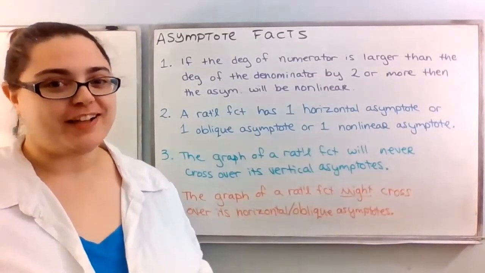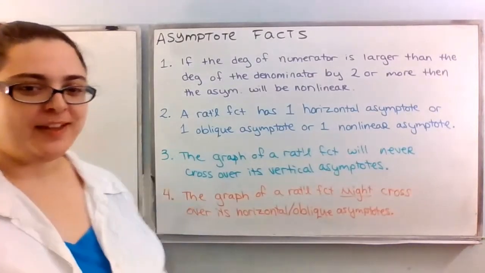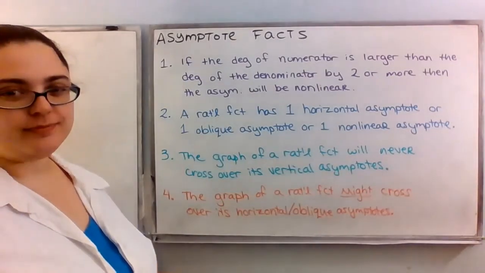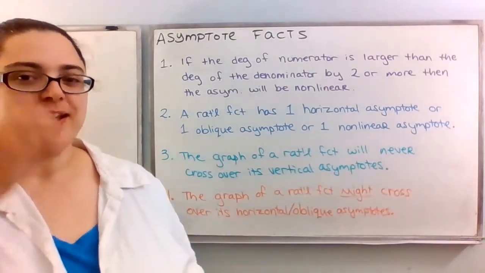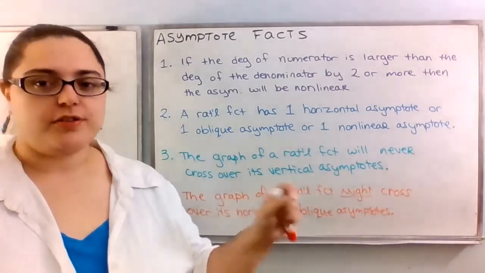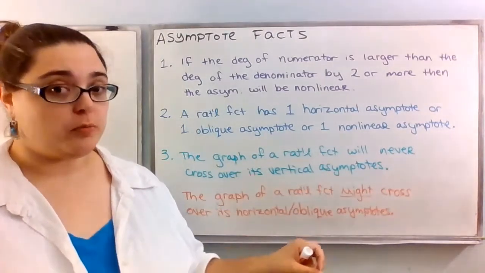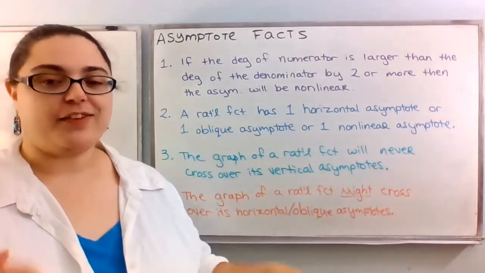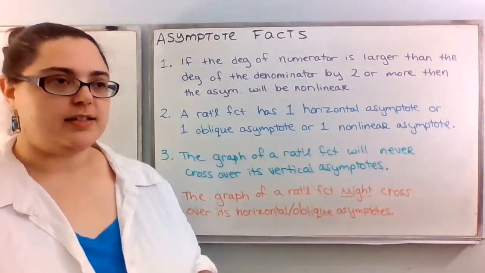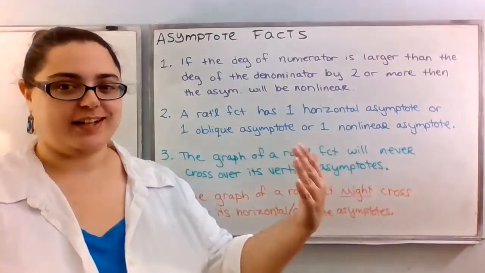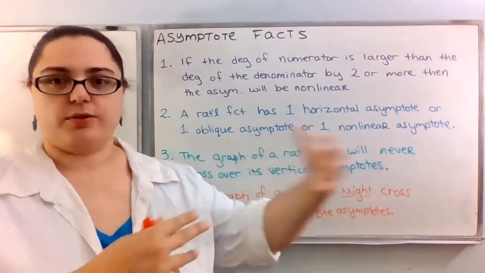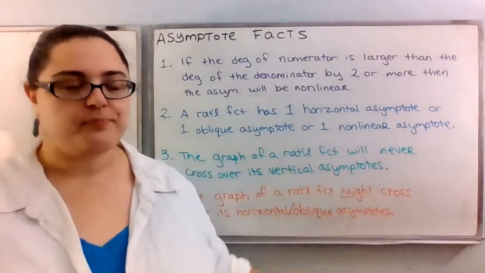All right, so we have 4 facts about asymptotes that we're going to look at. I'm going to stay out of the way for a moment in case you want to pause and copy these down. All right, so let's talk about them. So this first fact says that if the degree of the numerator is larger than the degree of the denominator by 2 or more, then you're going to have a nonlinear asymptote. So basically what happens is when you do that long division, whatever the difference in the 2 degrees is going to be the degree of whatever your asymptote is.